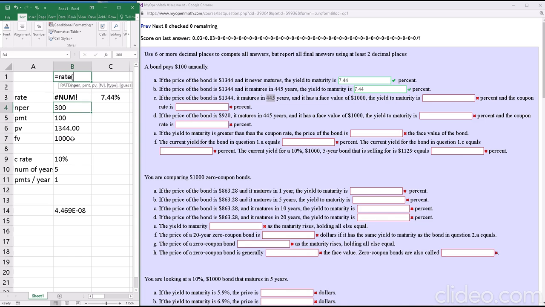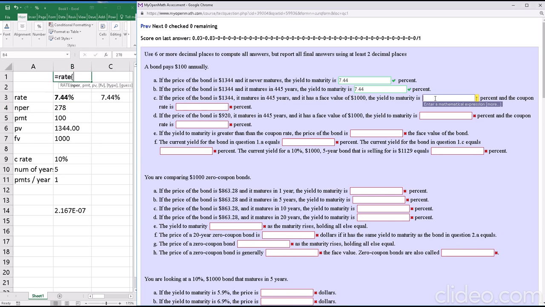Let's go to 250. 270, 280, 279, 278. Okay, so Excel has a bit of a problem when you have a face value. It kind of craps out once the number of periods gets really, really large. So we'll just answer that with 7.44.